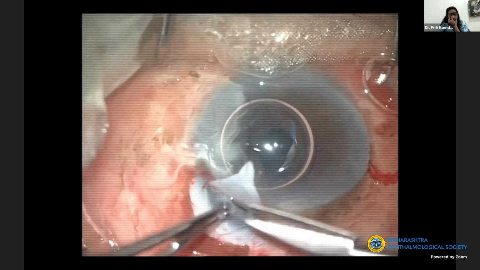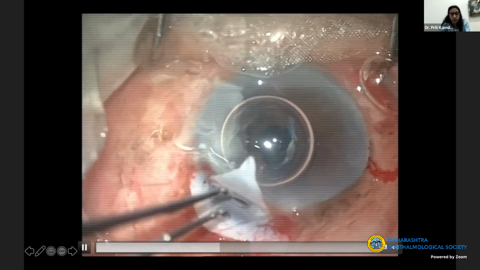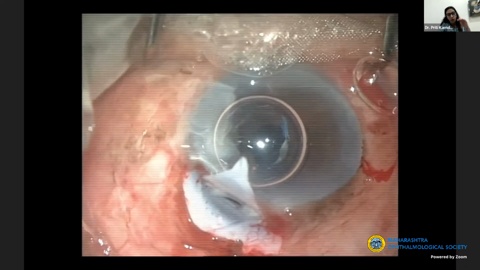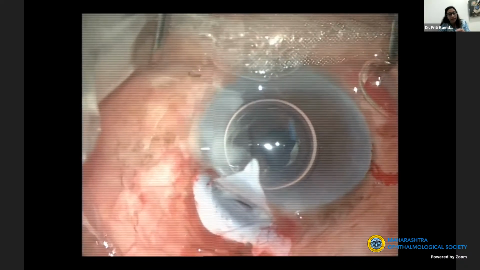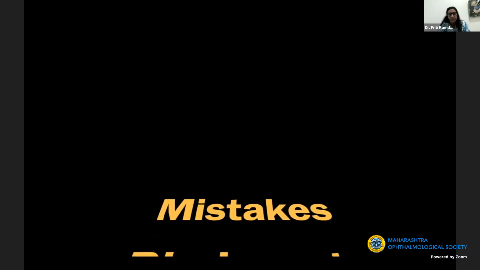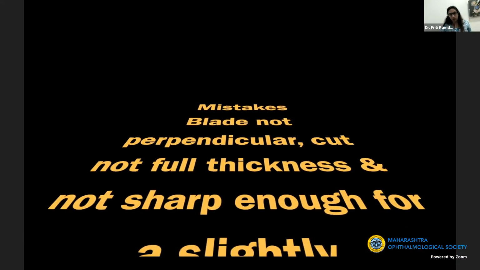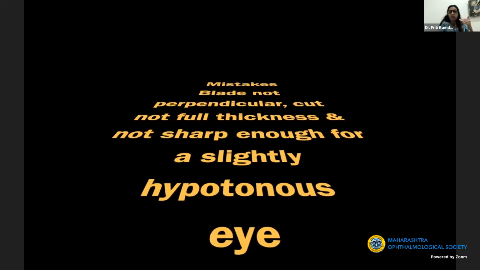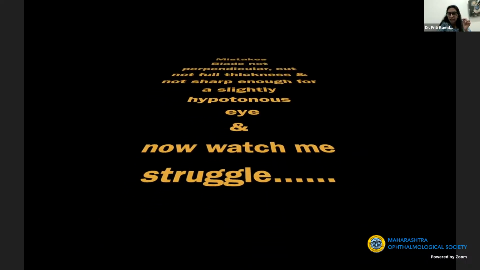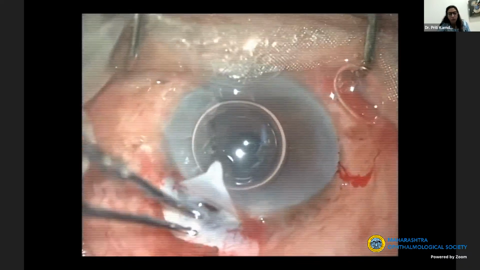Even with this little bit of handling, you see that the anterior chamber is not collapsing. But see what has happened. I have got a shelved opening. So I have penetrated, but I have not made this sclerotomy properly, it is not going to work. And this is the mistake I made: the blade was not perpendicular. When you try to make a sclerotomy, the blade should be perpendicular and it should be very sharp. So in a slightly hypotonic eye, the regular side port knives don't work.